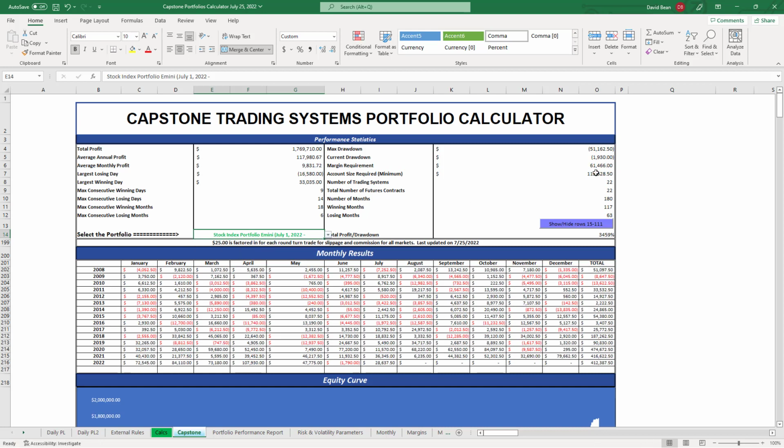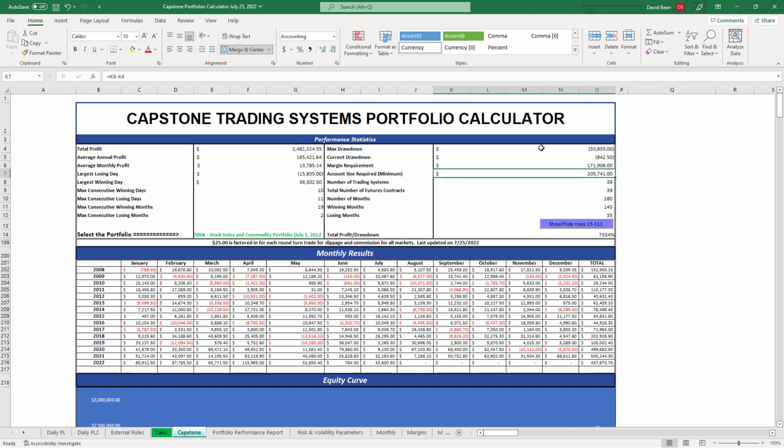And so 112K for the stock index portfolio, and 205,000 for the stock index and commodity portfolio. We still have it listed at 500K because the potential for higher margins could still be required in these markets.